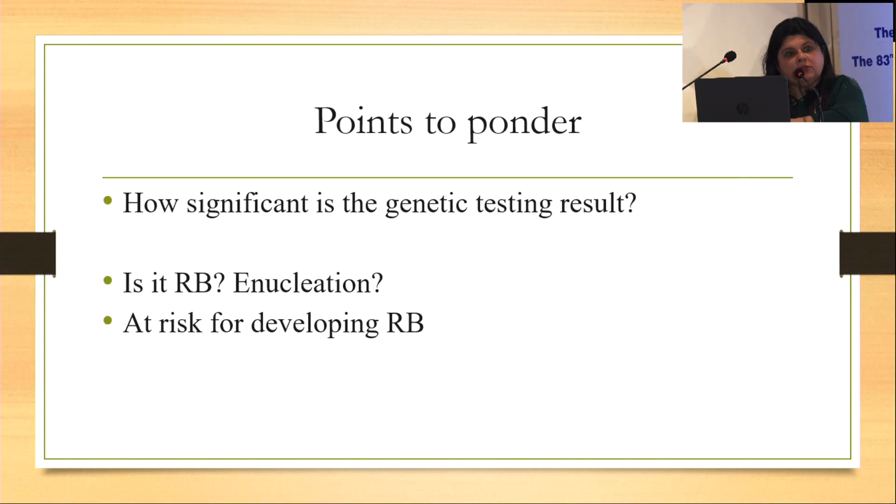So now the points to ponder in this case: how significant or accurate is this genetic testing result? Is it retinoblastoma? Should we go ahead with enucleation or not in this situation? And even if it's not retinoblastoma right now, if we assume that the genetic testing is correct, is this child at risk for developing retinoblastoma in the future, which is why we should go ahead with an enucleation right now? It's a non-seeing eye, it's unilateral, the other eye is normal. So how should we proceed?